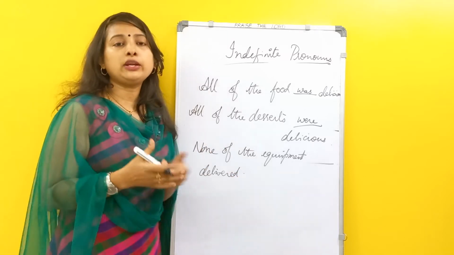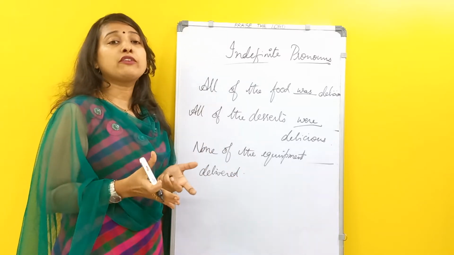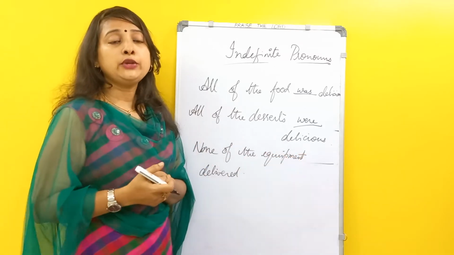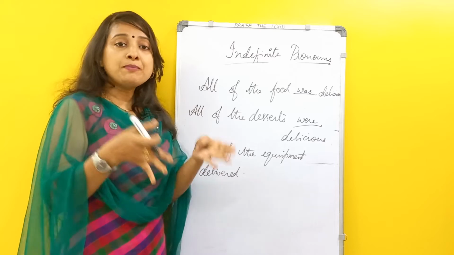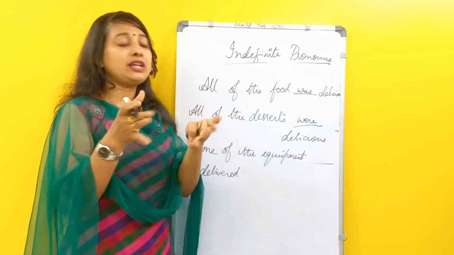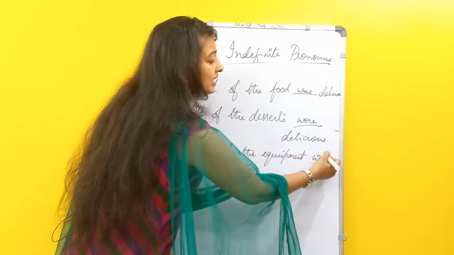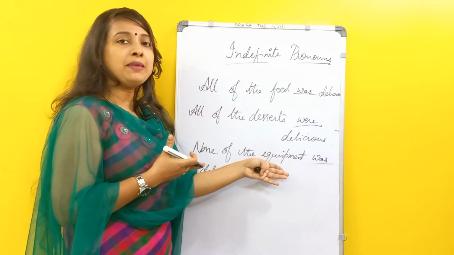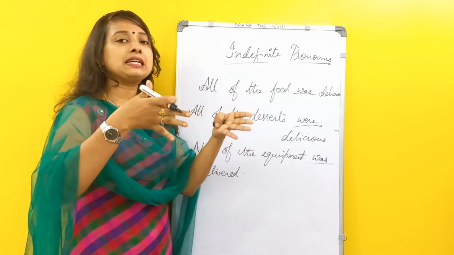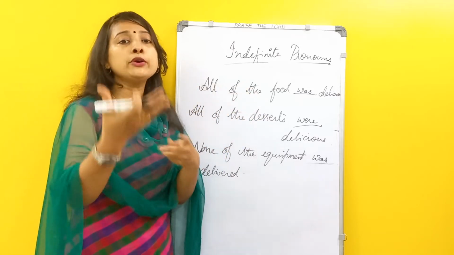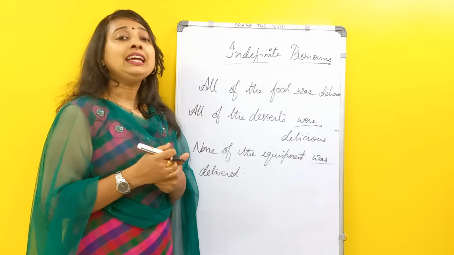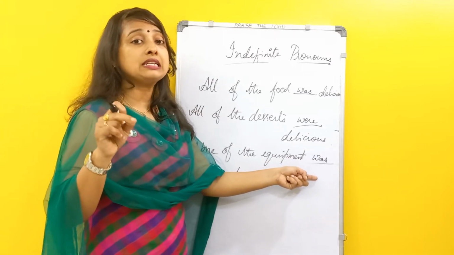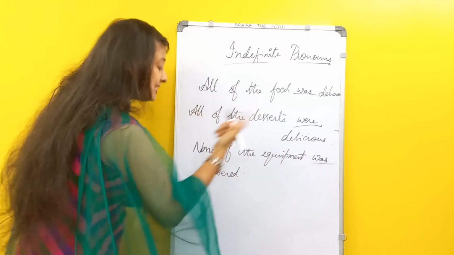I have ordered an equipment. So none of the equipment was delivered, because equipment is taken as a single unit. So therefore it becomes "none of the equipment was delivered." But if instead of equipment I divide what is inside, suppose I say none of the computers, we won't use the word equipments, we will say equipment. It is a single unit.